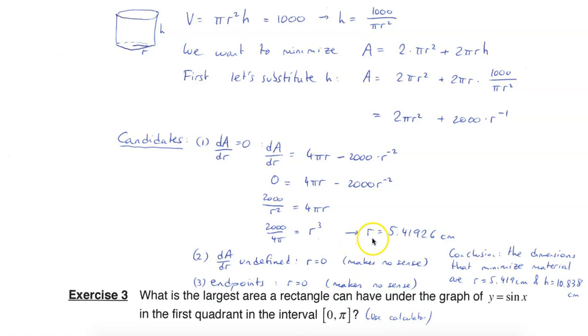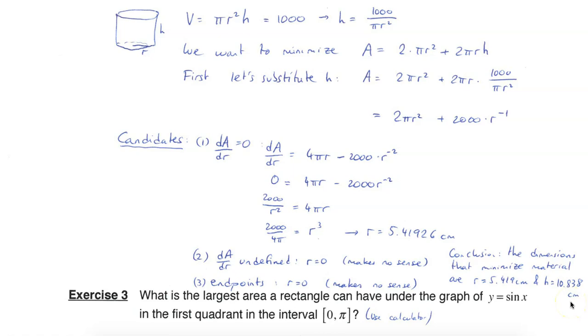So we only have one candidate really, r equals 5.41926, and this is indeed the value for the minimum. So r equals 5.419 centimeters. To find the h value, we use the formula here. h equals 1000 over pi times 5.41926 squared. We get 10.838 centimeters.